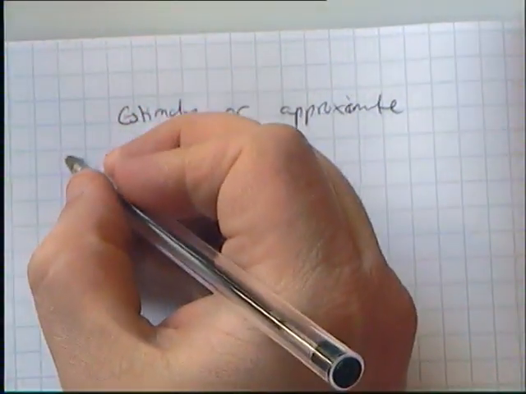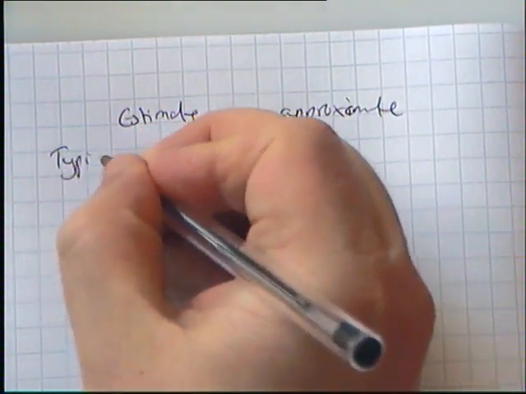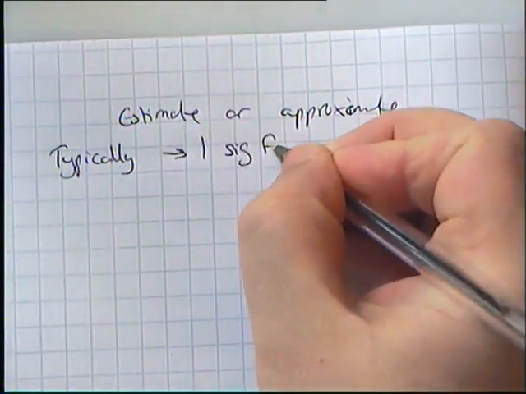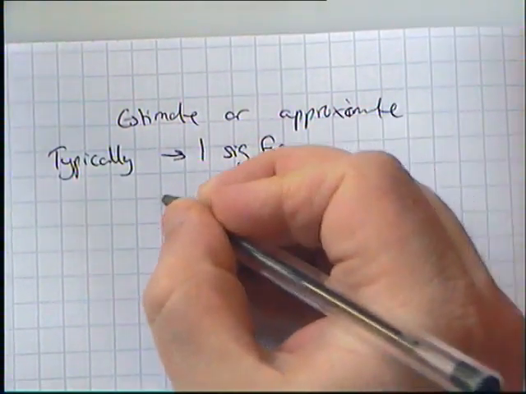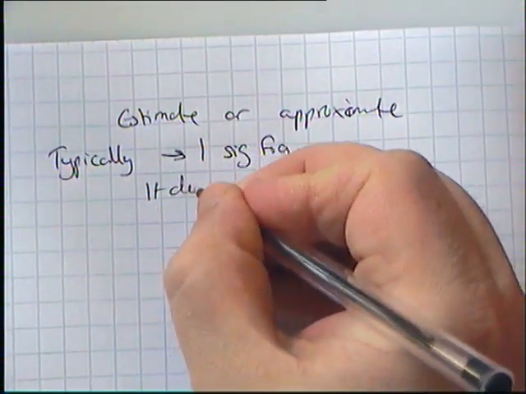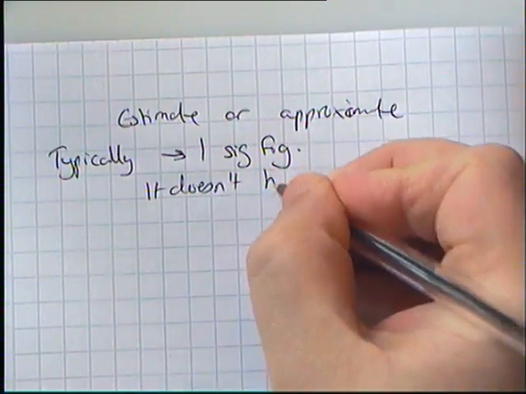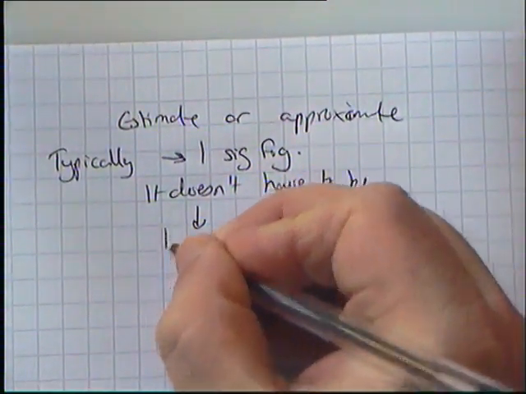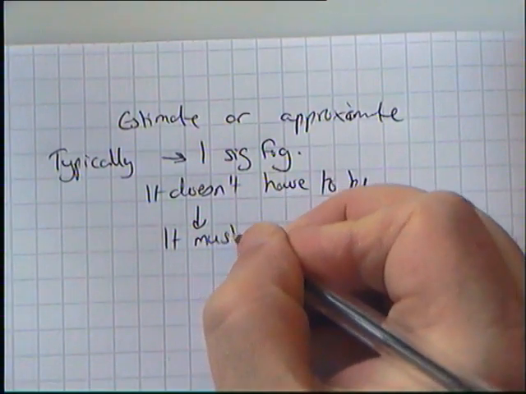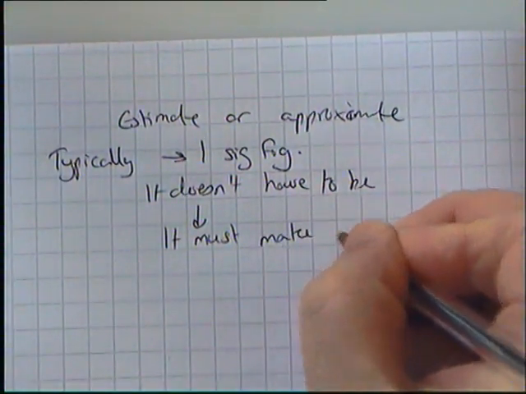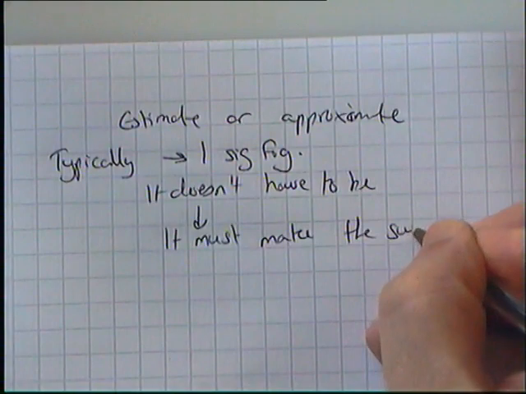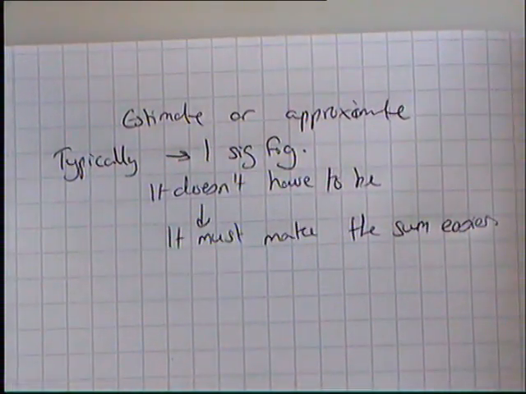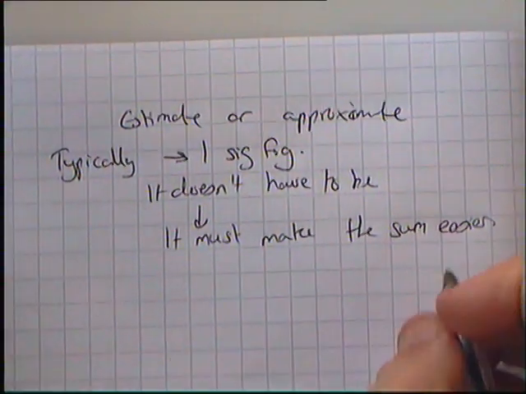Typically it will be one significant figure, although it doesn't have to be. It must make the sum easier. Okay, so an example of this that I've seen on papers before.